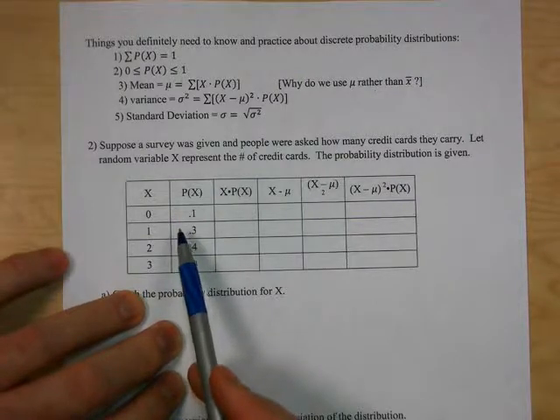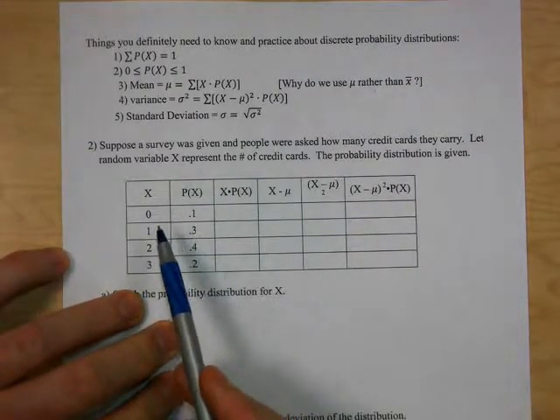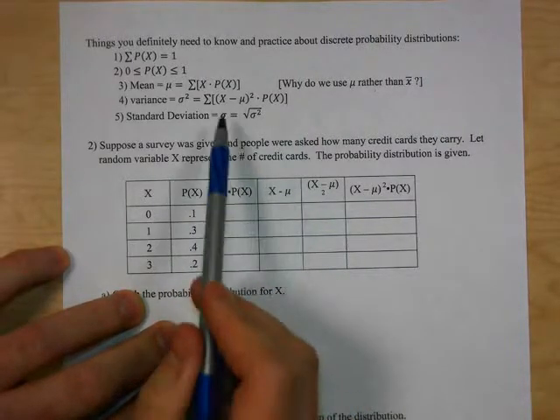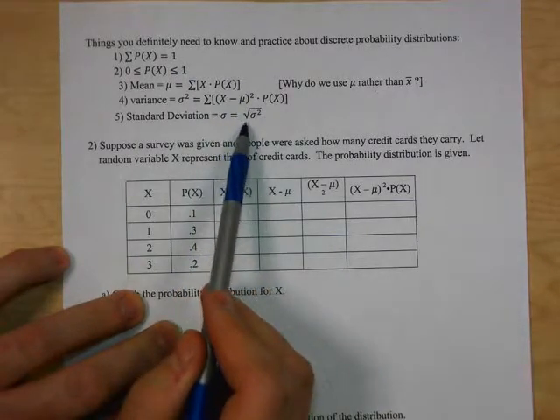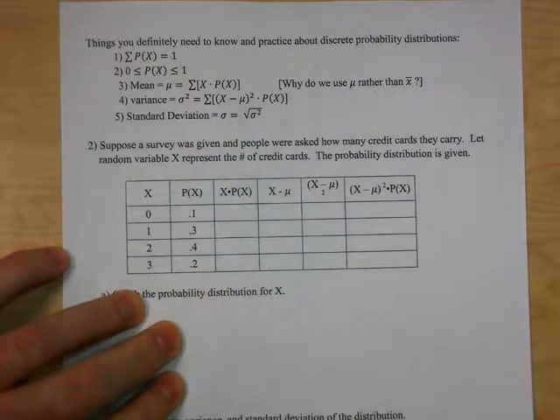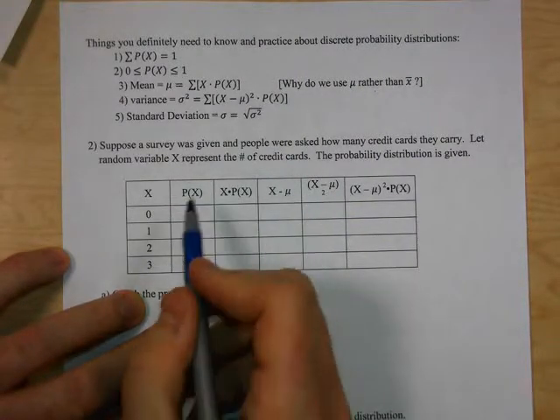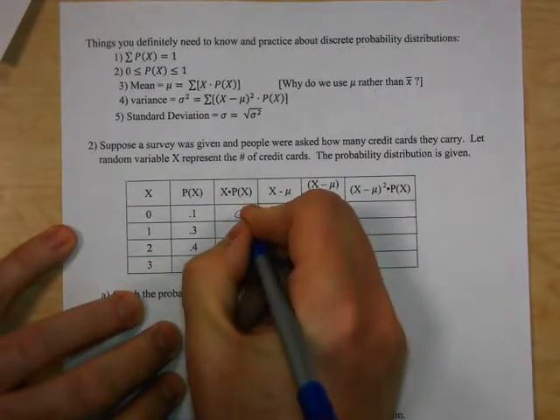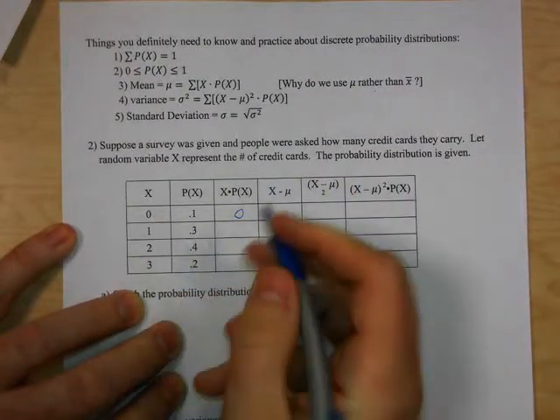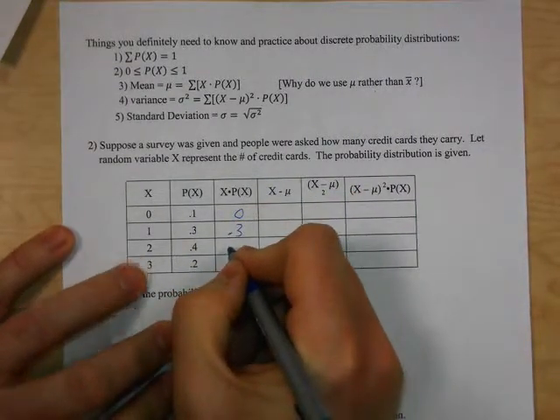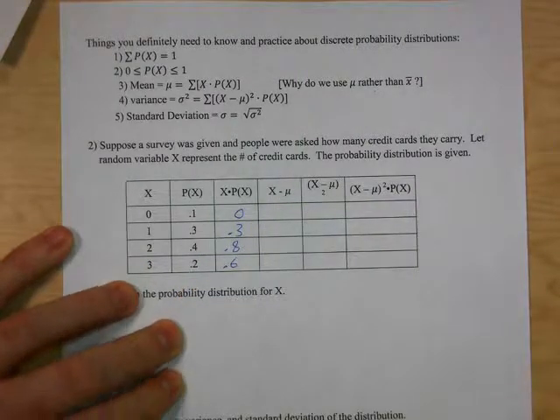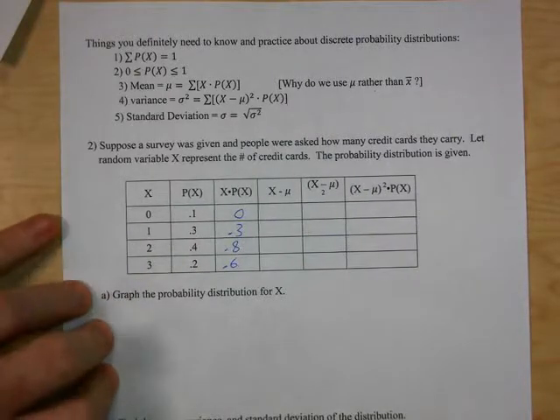So what we're going to do is find the mean, the variance, and the standard deviation by using this table. Filling in this table is going to take care of all these symbols up here, so hopefully it won't be quite as confusing. When you look at x times p of x, for the first row, we have 0 times 0.1. Well, 0 times 0.1 is 0. 1 times 0.3 is 0.3. 2 times 0.4 is 0.8. And then 3 times 0.2 is 0.6. So that's x times p of x.